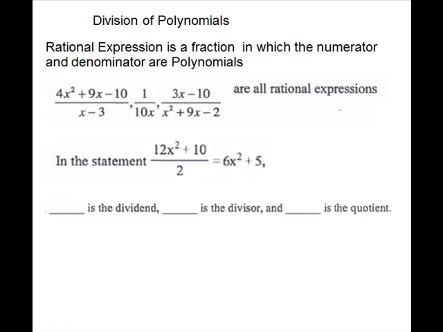Let's just take a moment and get some definitions down. In this statement, 12x squared plus 10 divided by 2 is equal to 6x squared plus 5. We want to know which of these pieces is which. The piece you divide into is the dividend. So 12x squared plus 10 is the dividend.